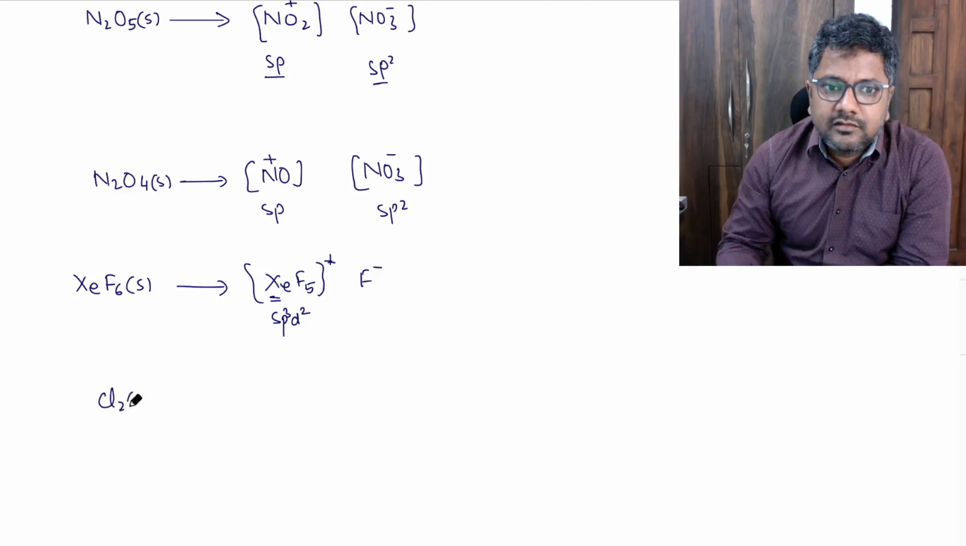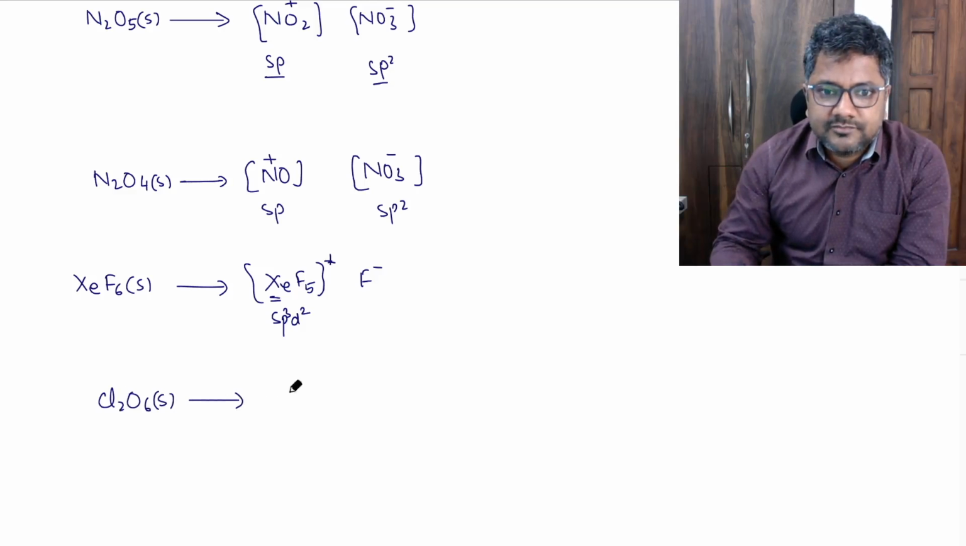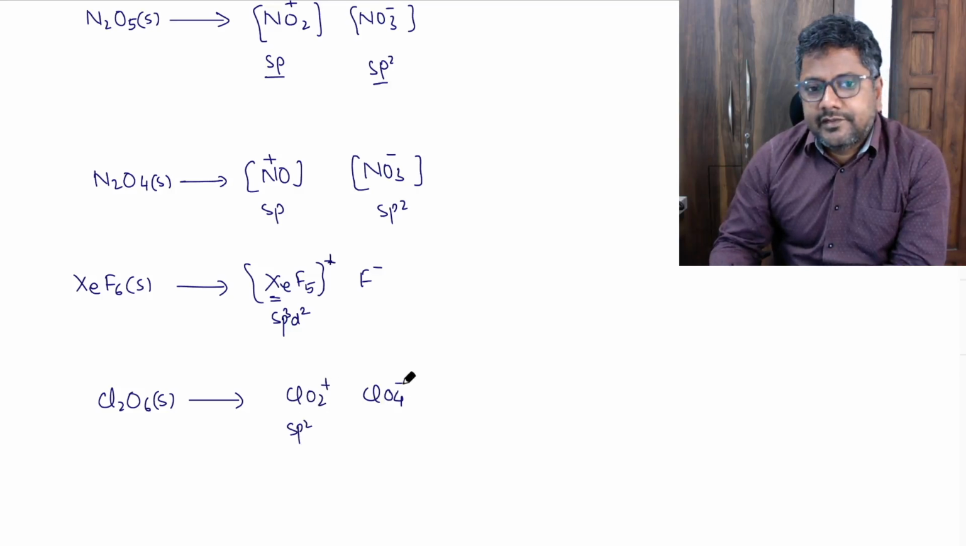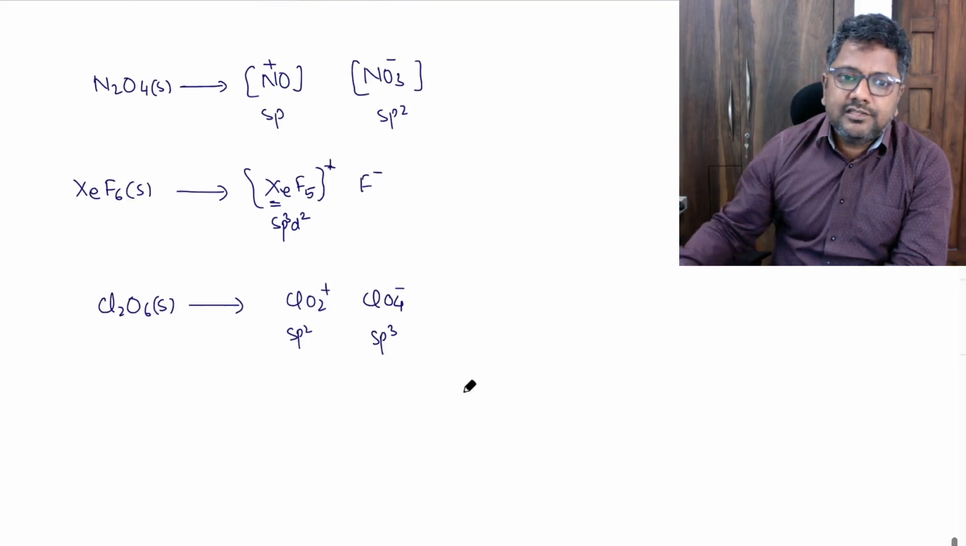Similarly, if you have Cl2O6 solid, after dissociation in the solid state this will give ClO2 plus and ClO4 minus. So 7, 7, 6, so this is sp2, and 7, 1, 8, so this is sp3, right?